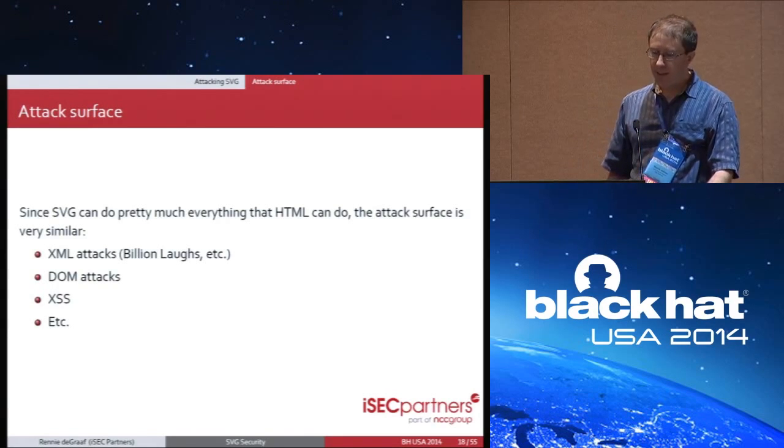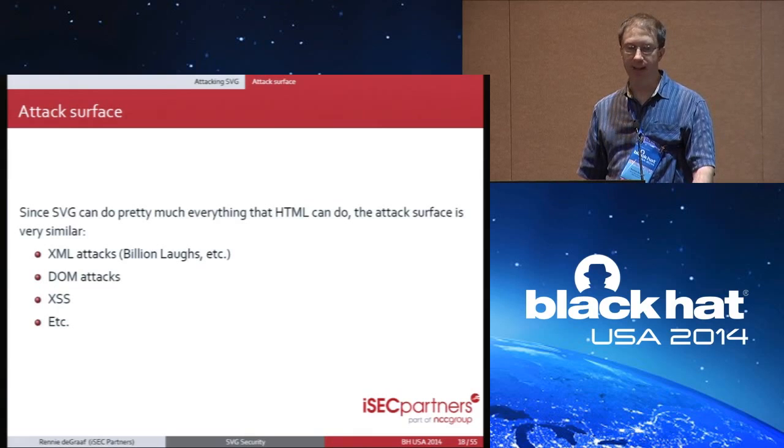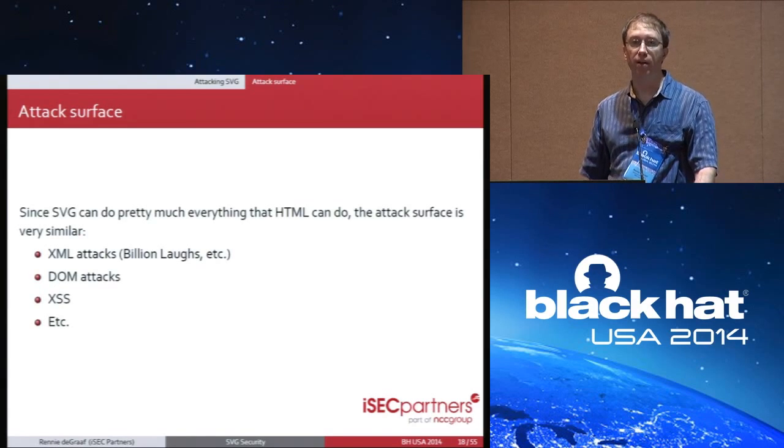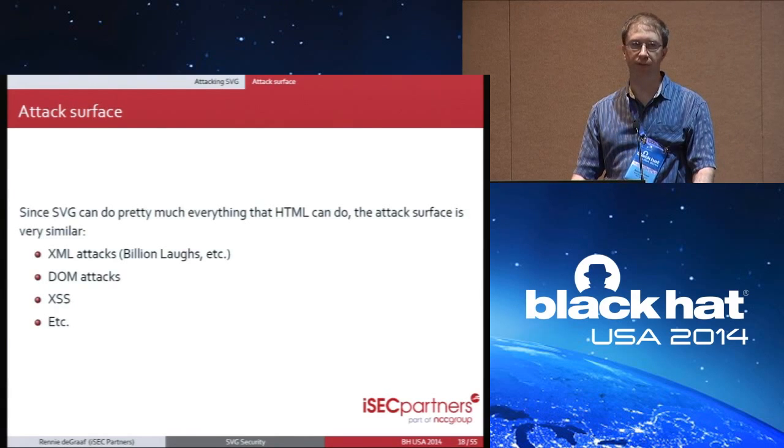So since SVG can do just about anything that HTML can do, the attack surface is very similar. You can do XML attacks like your billion laughs or your various other entity-based attacks. You can attack the DOM using JavaScript. If there's any user input that's put into that SVG without being properly filtered, you can do XSS, and all the other sorts of things that you're probably familiar with if you're familiar with web security.